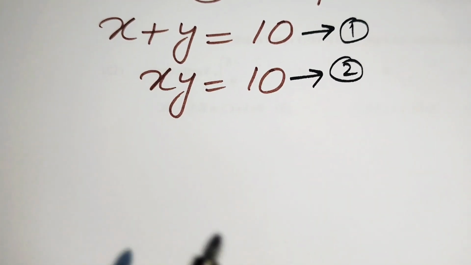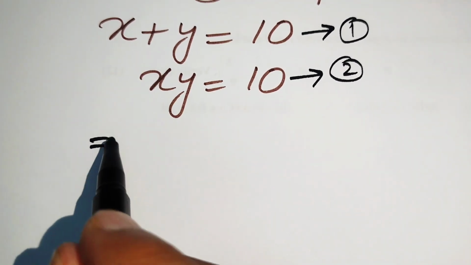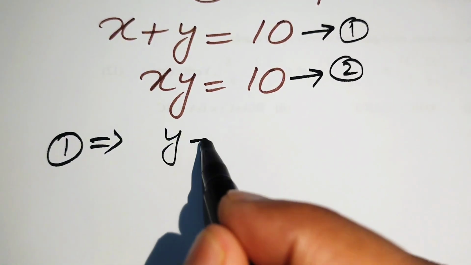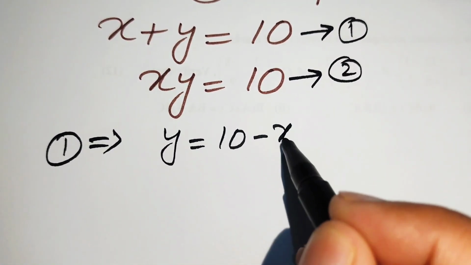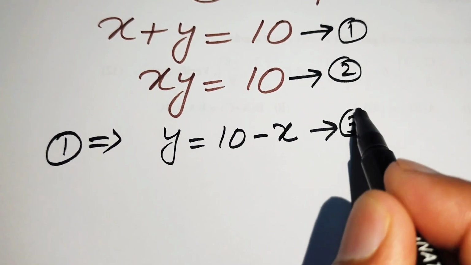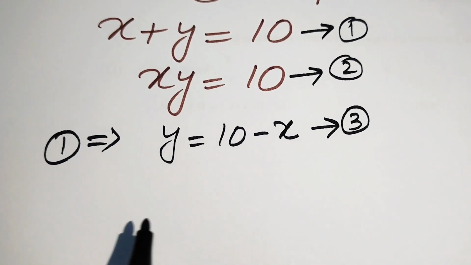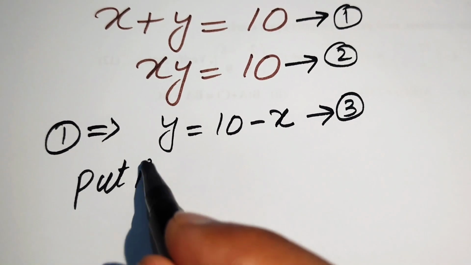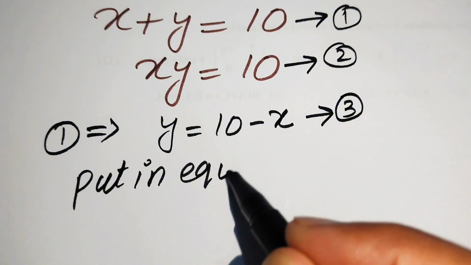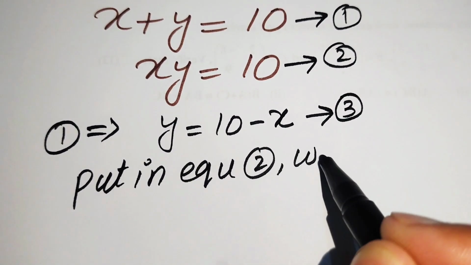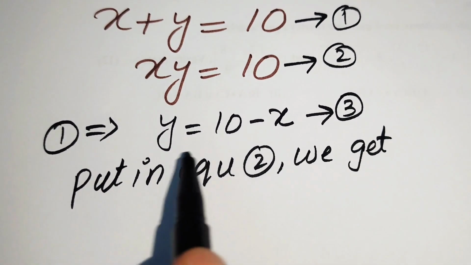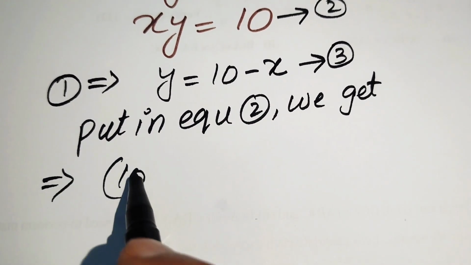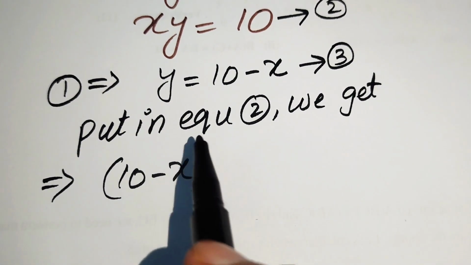We first focus on equation number 1, and from equation number 1 it implies that we move this x to the right hand side and we have y equals 10 minus x, and we call this equation number 3. Here we substitute this value of y in equation number 2. When we put this value of y in equation 2, we obtain x times the 10 minus x for y.